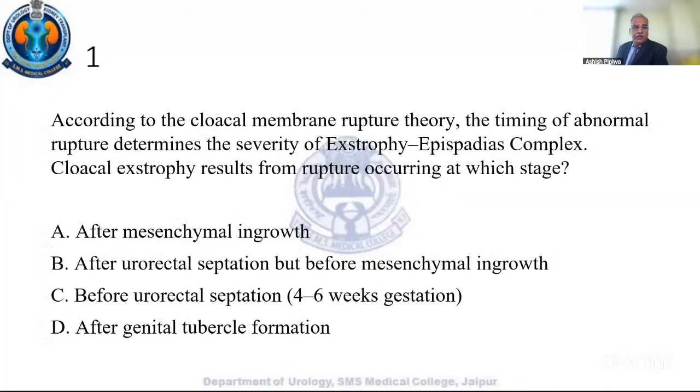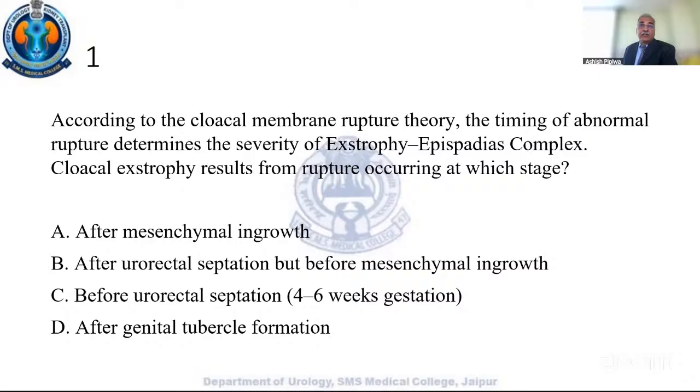So, as a routine, we go to the MCQs. The first question is, according to the cloacal membrane rupture theory, the timing of abnormal rupture determines the severity of the complex, and the cloacal extrophy results from rupture occurring at which stage? After mesenchymal ingrowth, after urorectal septation, but before mesenchymal ingrowth, before urorectal septation, and after genital tubercle formation. C, right? C. So we all have gone through that embryology.